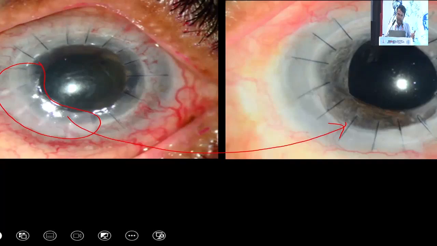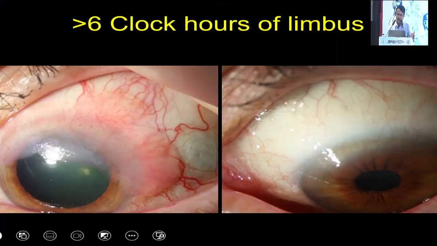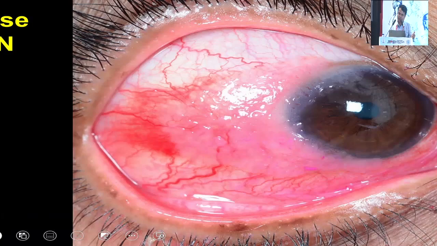You can see how the cornea has become very clear following topical therapy. Or in patients who have more than 6 clock hours of limbal involvement, where if you were to do primary surgery, there would be a possibility of limbal stem cell deficiency, whereas you have a scarless healing with topical therapy. That's the 3rd indication. And the 4th indication is diffuse OSSN, where almost the entire ocular surface is involved.